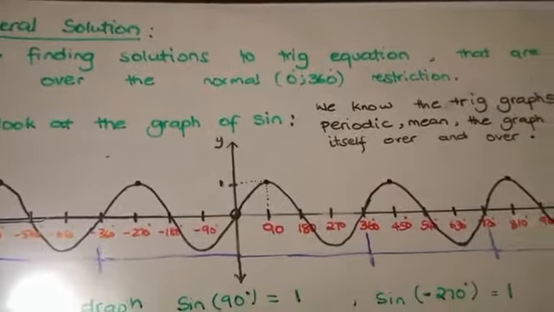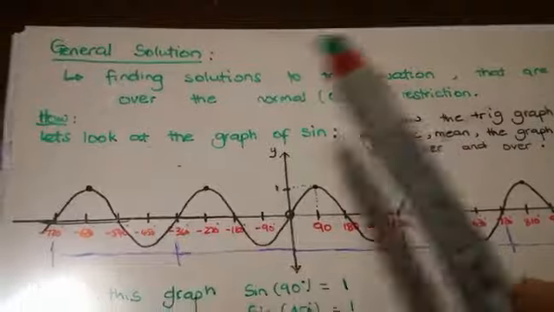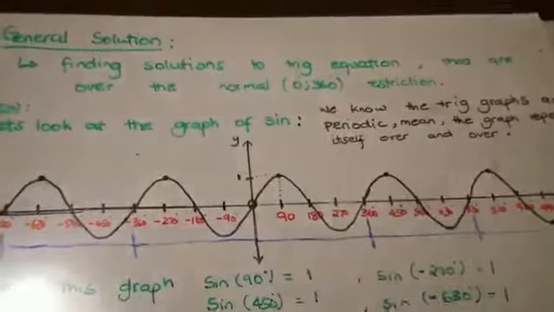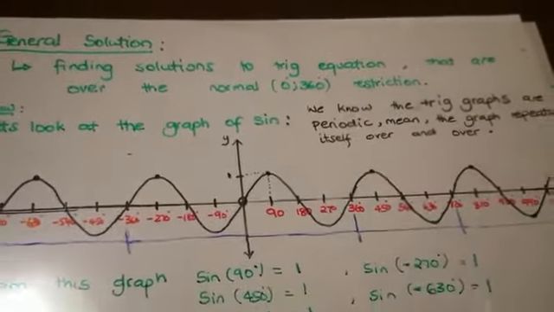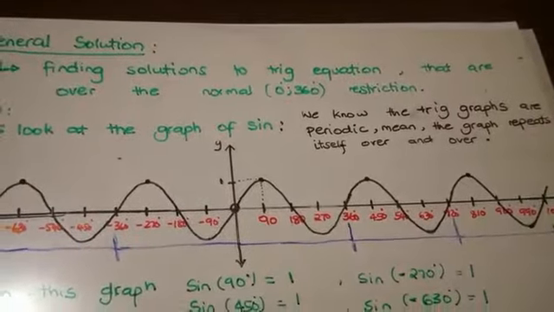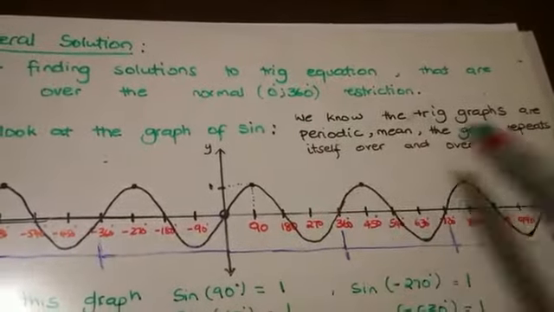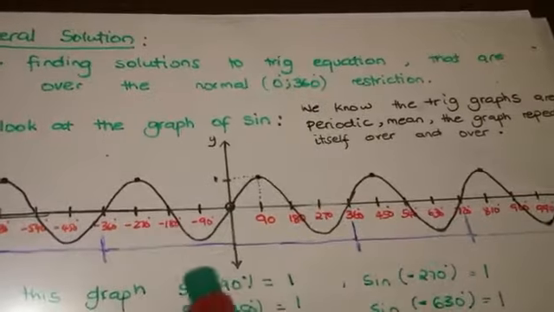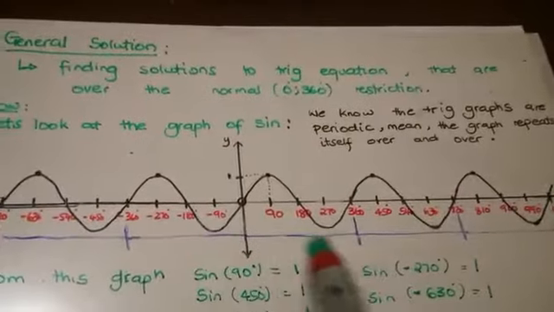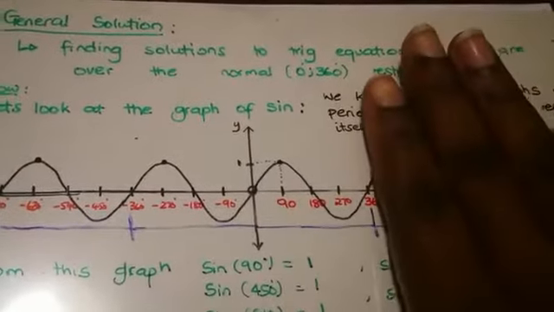That means we have gone over the restriction that we normally work with. Before we do that, I want to explain why we now have values that are more than 360 degrees. If we look at the graph of sine, I could have also used the graph of cos, but I chose sine. All trig graphs are periodic. Sine is periodic, cos is periodic, and tan is periodic, which means the graph repeats itself over and over. I've got my y-axis and my x-axis. From 0 to 360 is the graph we normally use, and we normally end here.